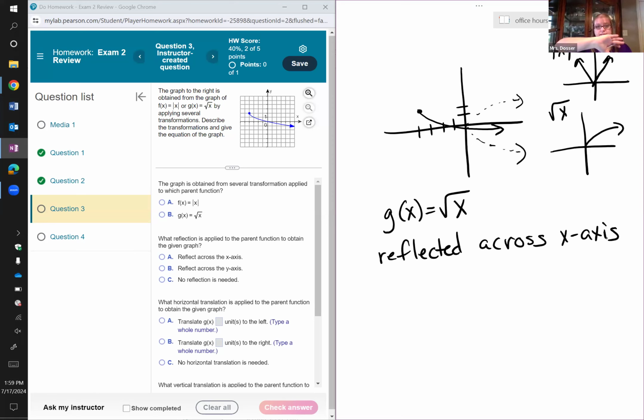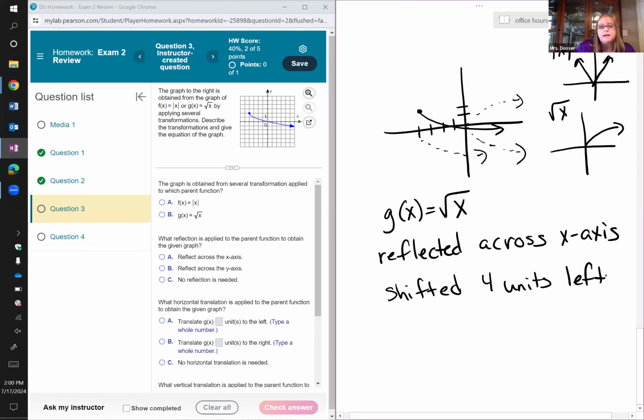Notice we've also shifted it to the left, and we've shifted it up. So it then asks about horizontal translations. Horizontal is a left or right shift, and this one's been shifted to the left. It looks like 4 units, which would put it over here. So it's been shifted 4 units left. And then from there, it also had to be shifted up 2 units, which put it here where we wanted. And so it was shifted 2 units up.